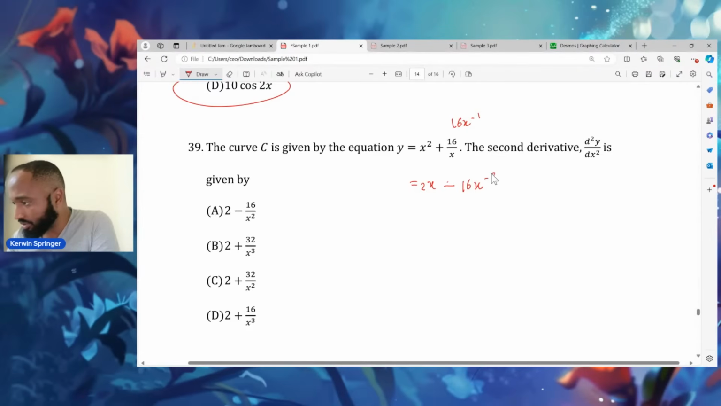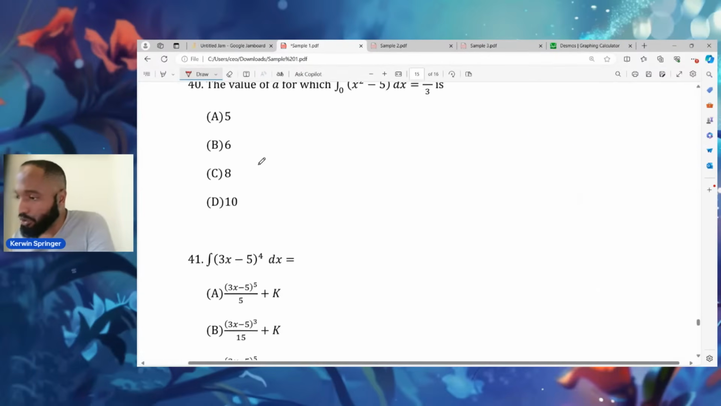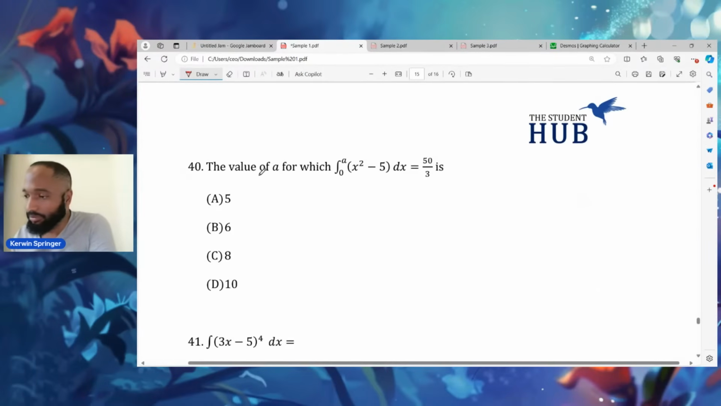16x to the power of minus 2. Differentiate this again, we get 2, switch back to positive, 32x to the power of minus 3. So this is 2 plus 32 over x to the power of positive 3. So there we go. 40, we're coming up to the end of the first paper.